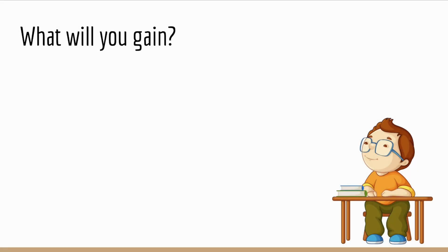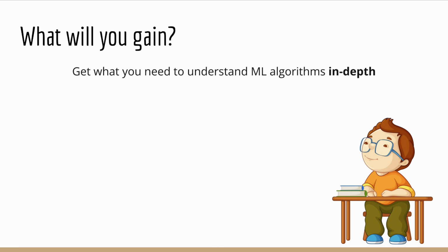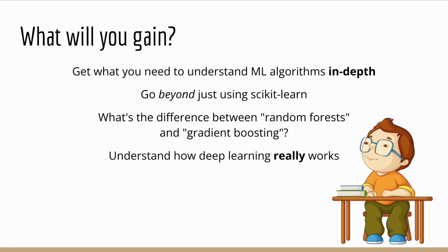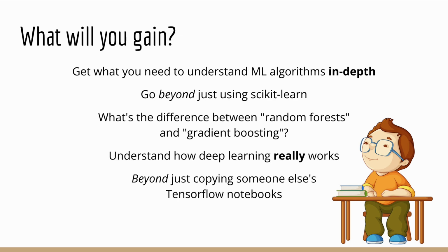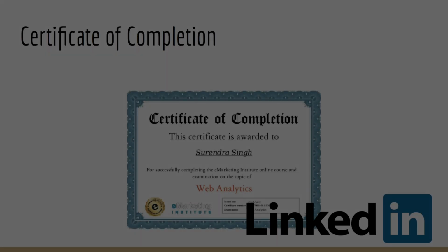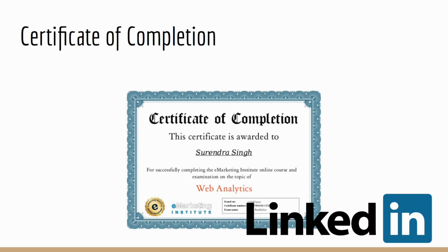By the end of this course, you will have learned all the probability you need to know in order to understand machine learning algorithms in depth. This means going beyond just using scikit-learn and not knowing the difference between a random forest and gradient boosting. This means knowing how neural networks really work, beyond just copying someone else's TensorFlow notebooks. By the end of this course, you will feel comfortable listing probability on your resume. You'll also get a certificate of completion you can share on your LinkedIn account to impress your colleagues and potential employers with your newfound skills.